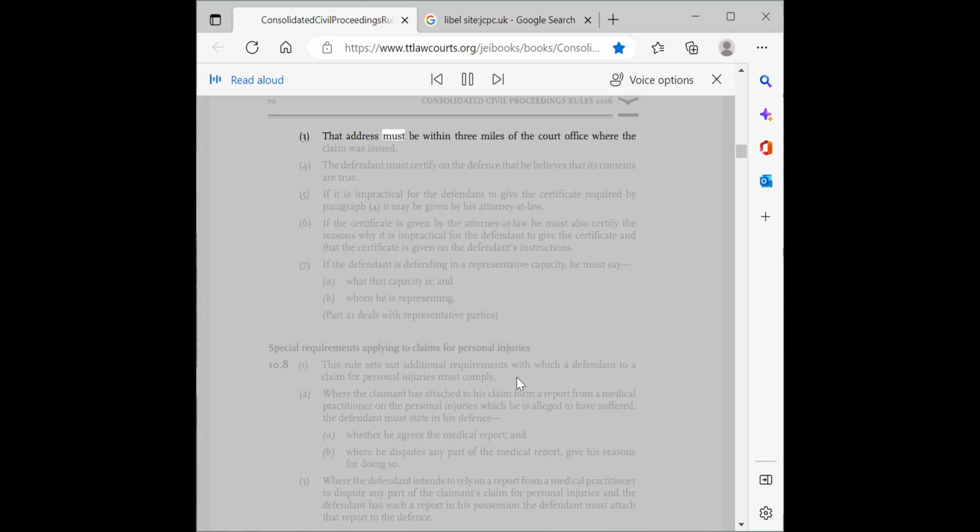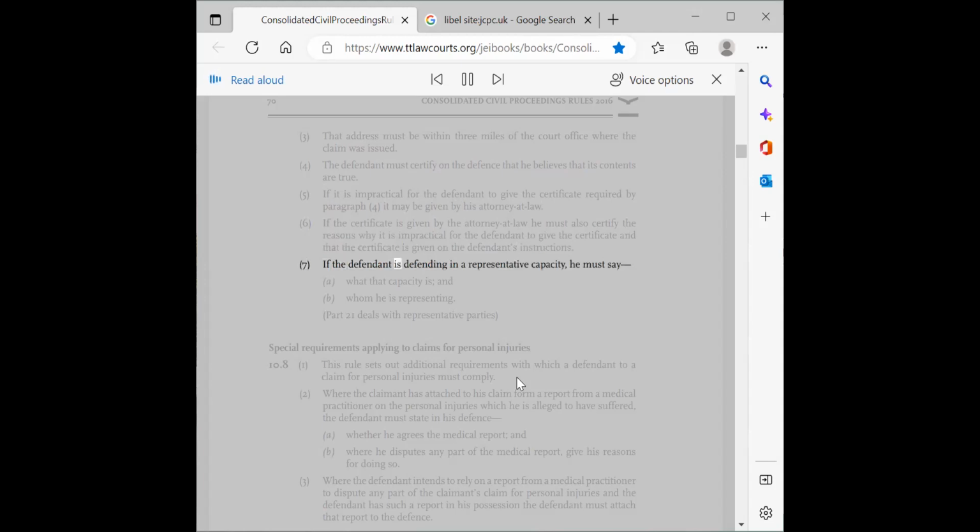3. That address must be within 3 miles of the court office where the claim was issued. 4. The defendant must certify on the defense that he believes that its contents are true. 5. If it is impractical for the defendant to give the certificate required by paragraph 4, it may be given by his attorney-at-law. 6. If the certificate is given by the attorney-at-law, he must also certify the reasons why it is impractical for the defendant to give the certificate and that the certificate is given on the defendant's instructions.